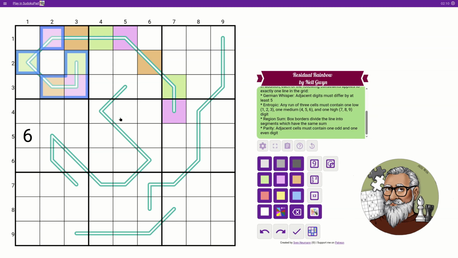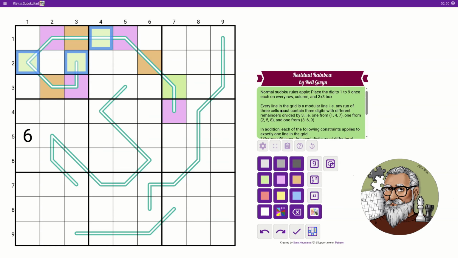Any run of 3 cells must contain one low, so it's the same, except that then we would have these, for instance, exactly from, say, 1, 2, 3, 4, 5, 6, or 7, 8, 9. How would that work? Because we have 147, 258, and 369. So it has to be a line that is not more than 3 in each box, right? Because it has to repeat the same digits. That's the only way it could be entropic and modular at the same time.